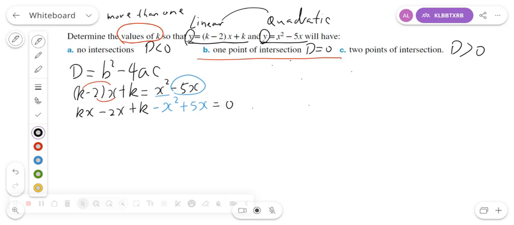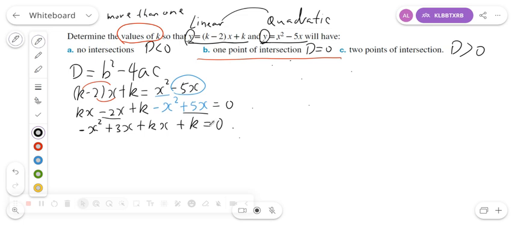Then we can start collecting like terms, and secondly write the quadratic back into the way we're familiar with. So we have negative x squared, and usually we put the x squared in front. Then negative 2x and 5x, we can definitely collect them, so we have plus 3x. Then kx and k, we can't really simplify at the moment, so we're just adding them at the back: add kx, add k, equals 0.